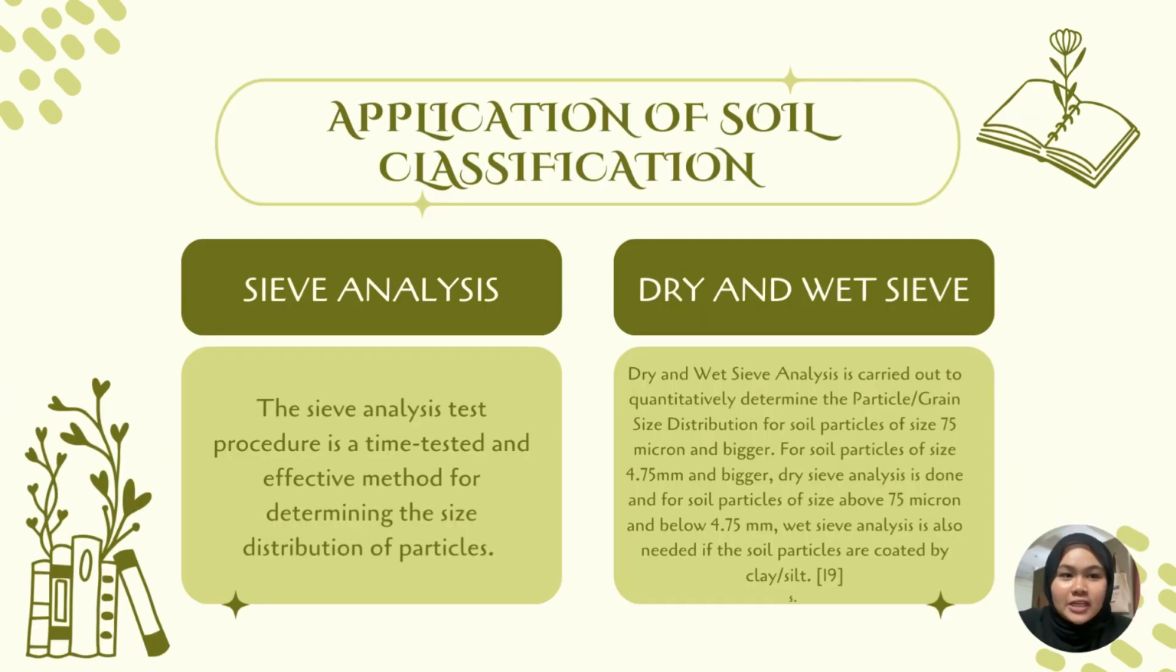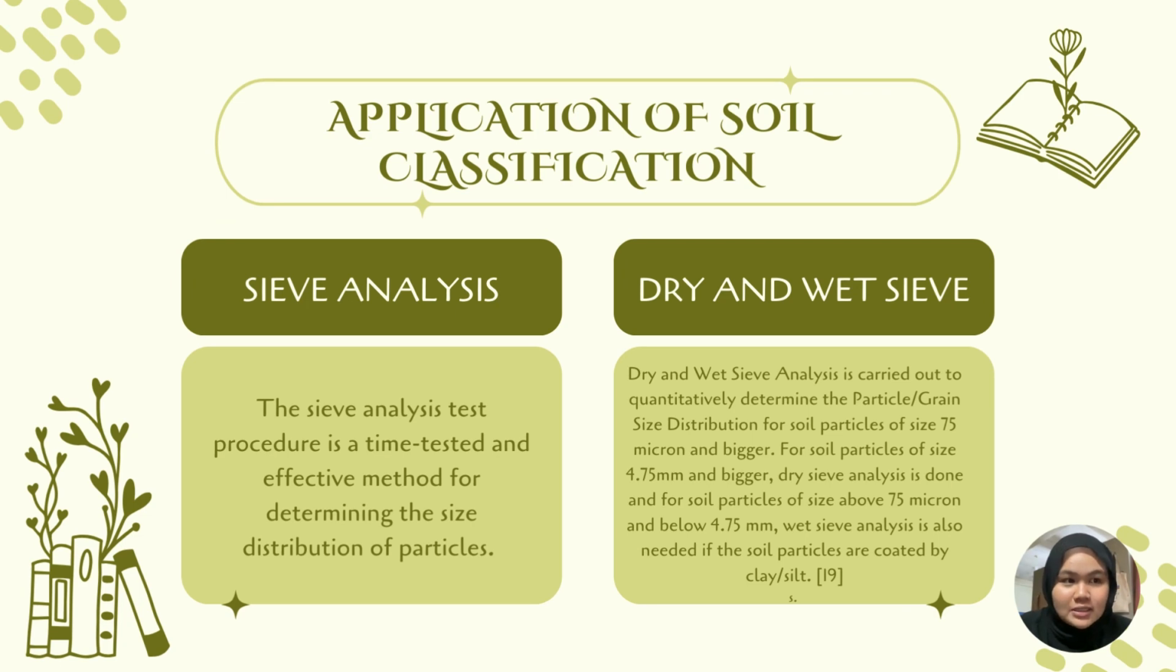Firstly is sieve analysis. The sieve analysis test procedure is a time-tested and effective method for determining the size distribution of particles. Secondly, we have the dry and wet sieve. Dry and wet sieve analysis is carried out quantitatively to determine the particle or grain size distribution for soil particles of size 75 micron and bigger.